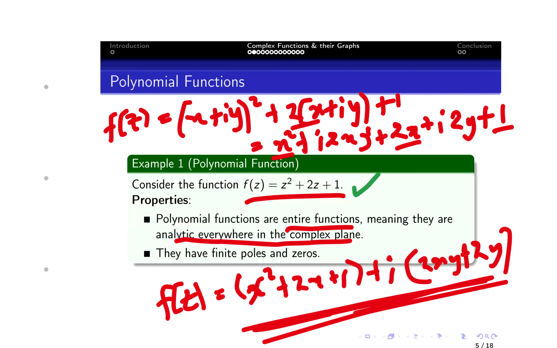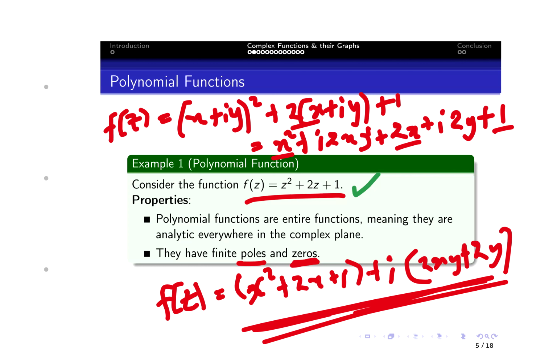Then they also have finite poles and zeros. That means that you can get all the solutions. Zeros are when you equate the function to zero and you solve for z, you can get those values out. Then poles are points of discontinuity, as you're going to see later. And when we go later into the idea of poles and zeros, you get better clarity on this.